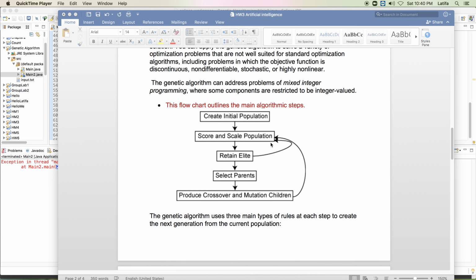Now this is a flowchart outlining the main algorithm steps. The first step is to create the initial population, then score and scale the population, then retain the elite, and then select parents. In the last step, we produce crossover and mutation children. Then we go back again and score and scale the population, then retain the elite, and we go back again and score and scale the population, and so on and so forth.